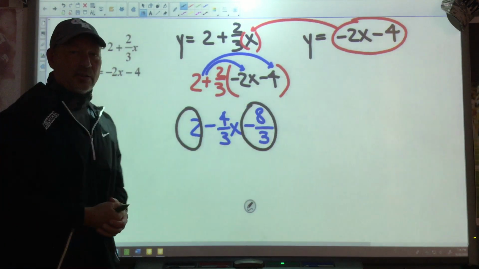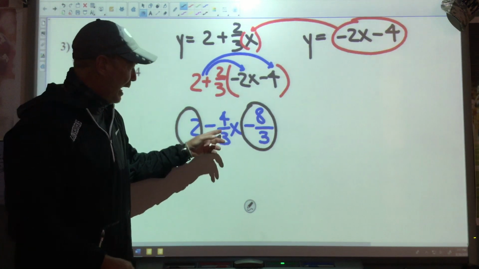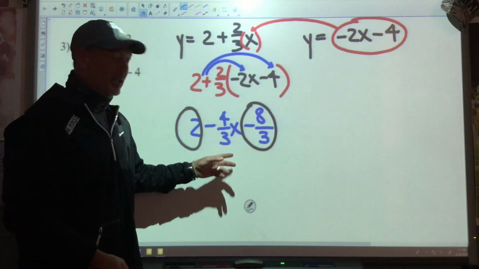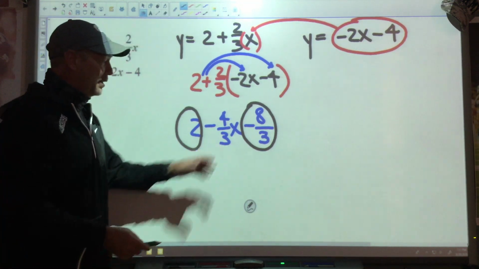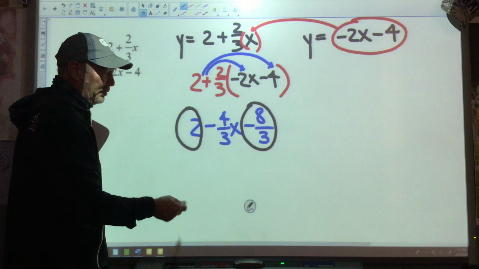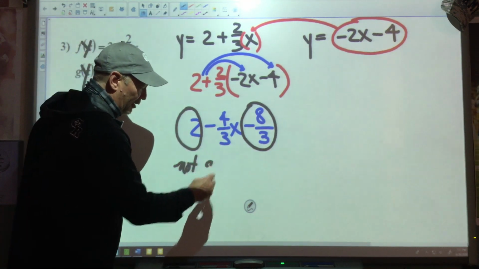Look at my minus 8/3. They're not going to cancel each other out. I'm not going to be able to get rid of anything to where I'm left with the letter x. So right now, this is not looking good. Okay? This right so far, I'm going to tell you that this is not good.